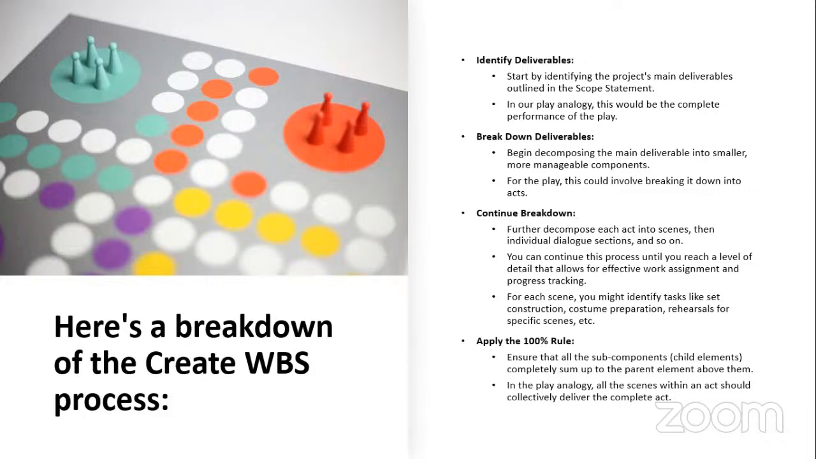The 100% rule simply means that by the time you aggregate everything under this breakdown, it should give you the whole. If you aggregate chapter 1 with all of the chapter 1.1, 1.2, 1.n, you do the same to chapter 2. By the time you aggregate all, it should give you the book that you want to write. That's the 100% rule. Addition of the smaller units will give you the sum of the whole, to ensure that all the sub-components, like the child elements, completely sum up to the parent element above them.